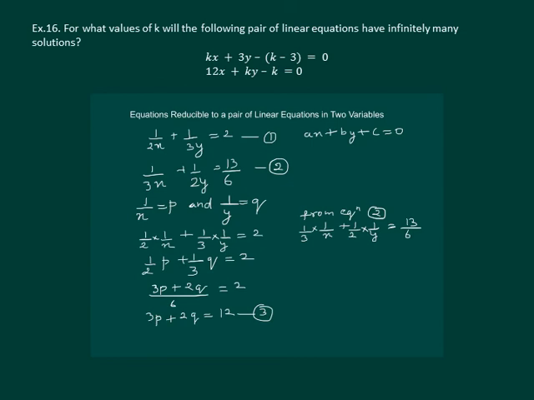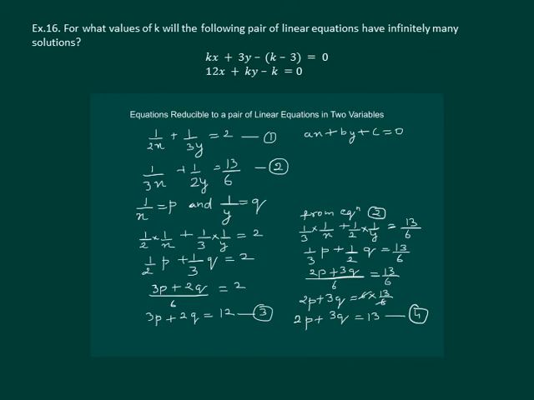Substitute 1 by x equal to p and 1 by y equal to q. We get the following equation. Solving this further, we get 2p plus 3q whole by 6 equal to 13 by 6, or 2p plus 3q equal to 13 as equation number 4.